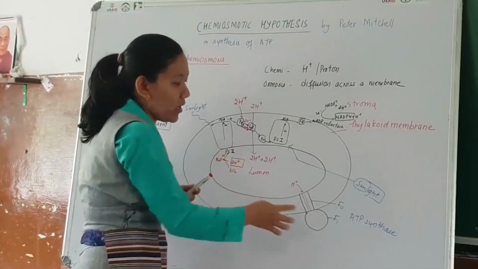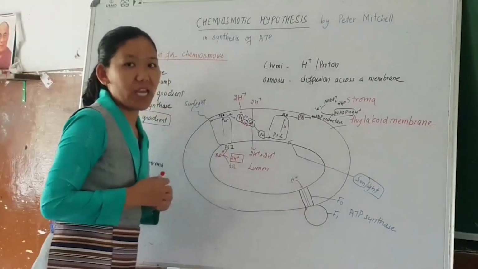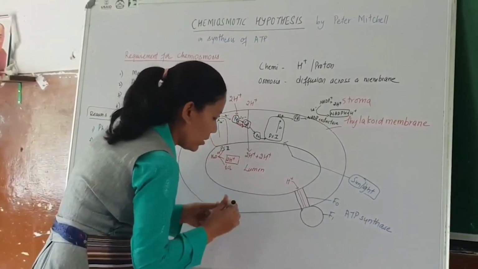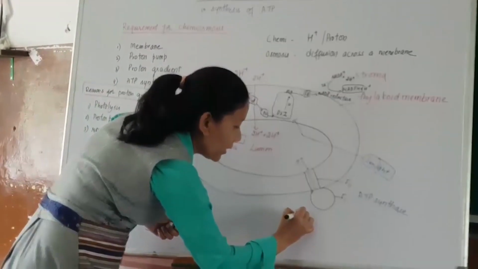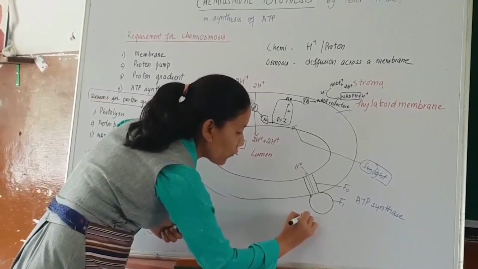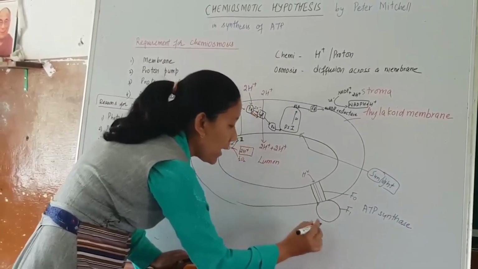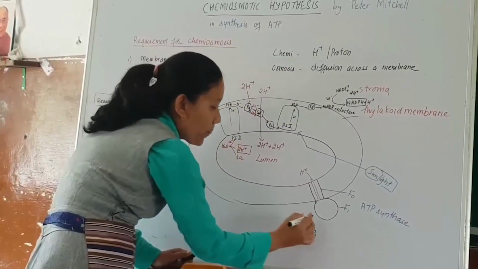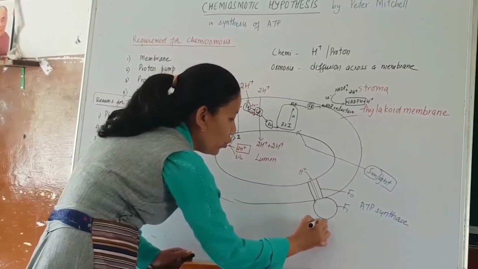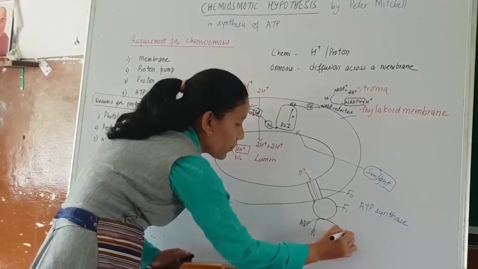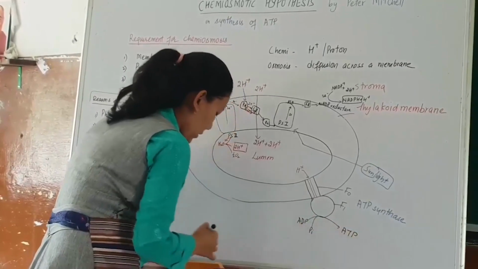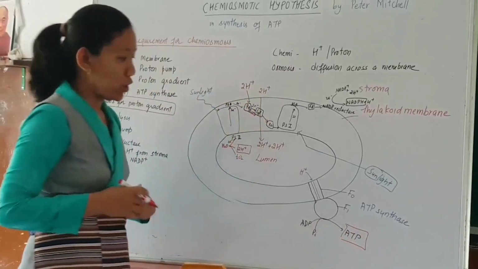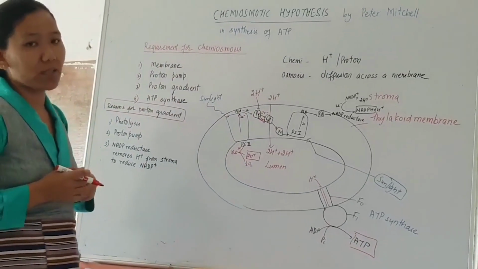will activate the activity of this ATPase, and thereby what is done is the raw material, adenosine diphosphate present in the stroma, and the inorganic phosphate again present in the stroma, they both are used to synthesize ATP. Okay, so this is how ATP is synthesized.